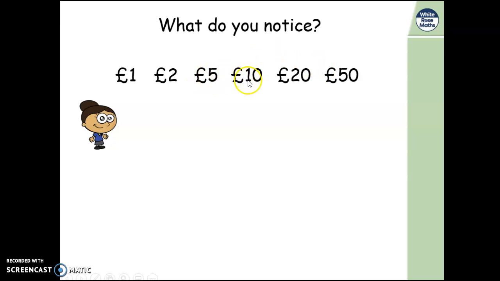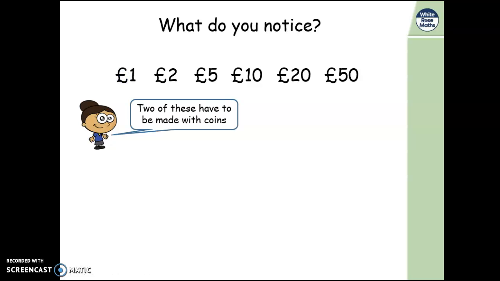if you look at the 5, 10, 20 and £50, you would notice that they are all in notes. They're all notes. And the £2 and the £1, they are coins. So two of these have to be made with coins.